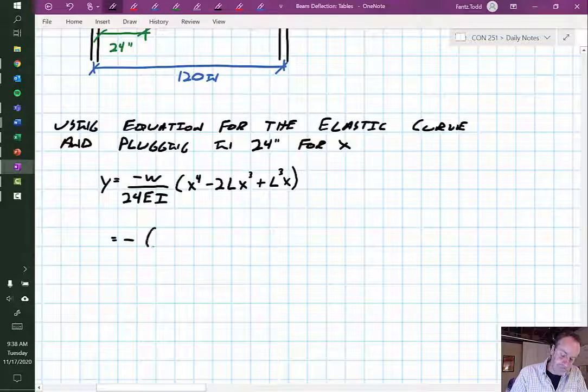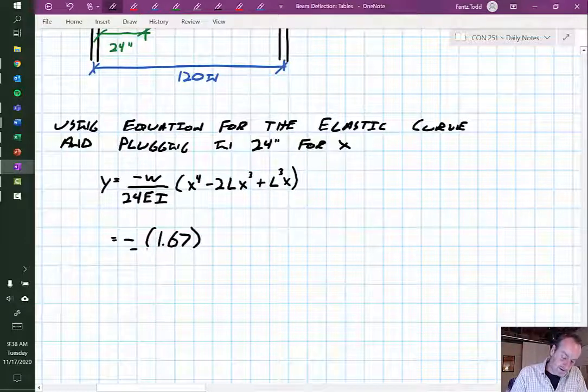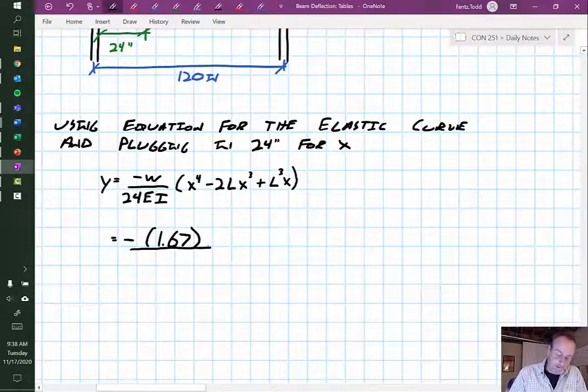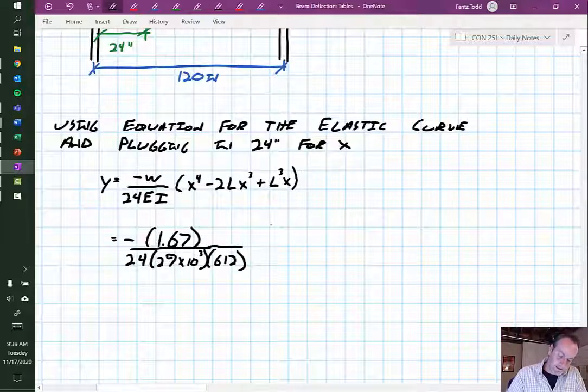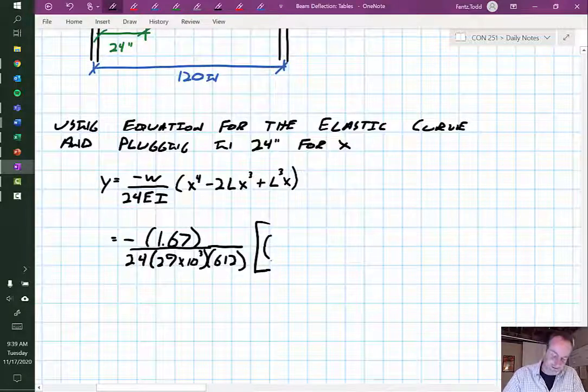Don't forget your negative sign. That load was 1.67. I'm going to drop my units because I know them all in kips and inches. I suppose you could feel free to do the same as long as you're sure all the units are the same. So I have 24. E is 29 times 10 to the third. We looked up I. We found I to be 612. And I'm going to do like a bracket so that I can put more parentheses, more mathematically correct, right?